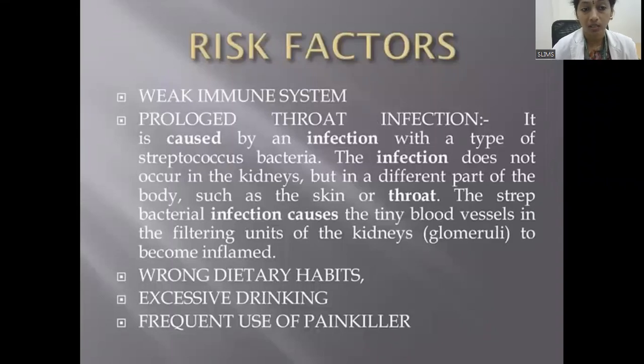Among the risk factors are those who have a weak immune system and prolonged throat infections caused by streptococcus bacteria. The infection does not occur in the kidney but in different parts, such as our skin and our throat. Streptococcus infection causes the tiny blood vessels, the filtering units of the kidney, to become inflamed. This infection mainly affects the blood vessels of the glomeruli, causing inflammation of the kidney.